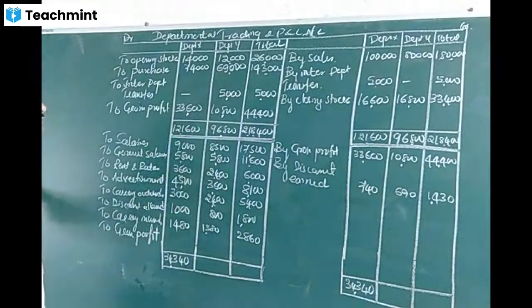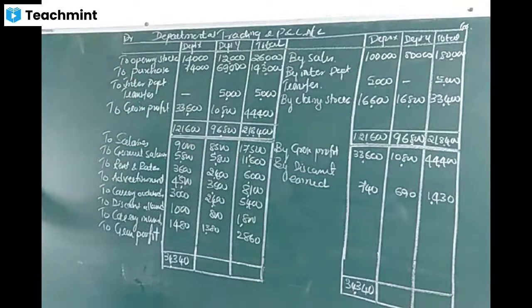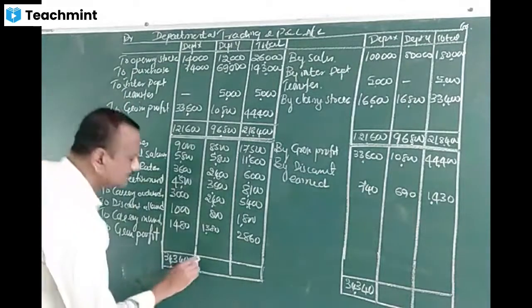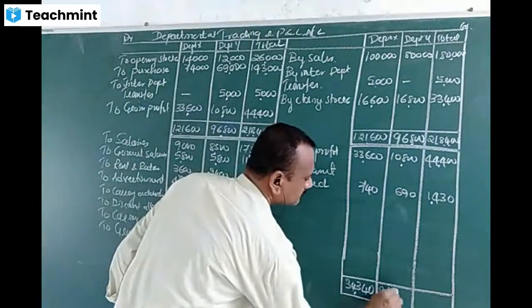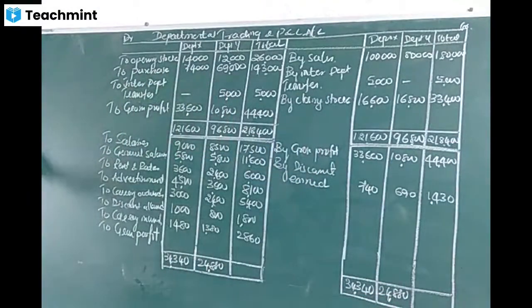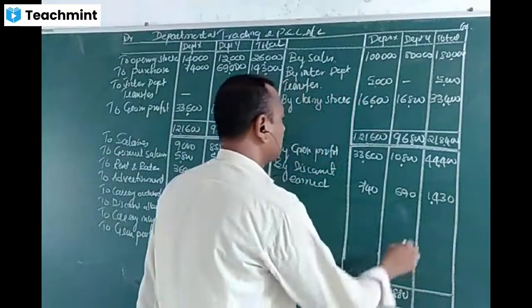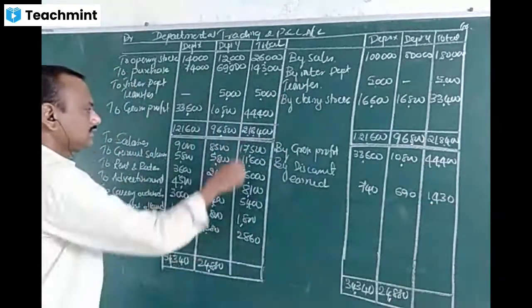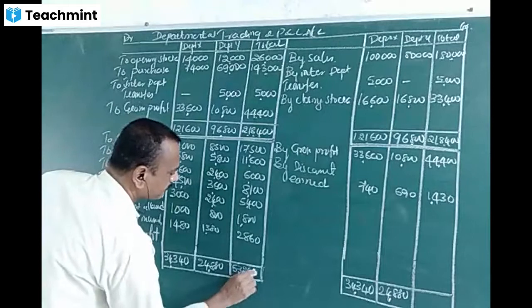Total debit side. Debit the total side of department Y, because debit balances are more but credit balances are less. 24,880. Okay. Debit side 53,260.